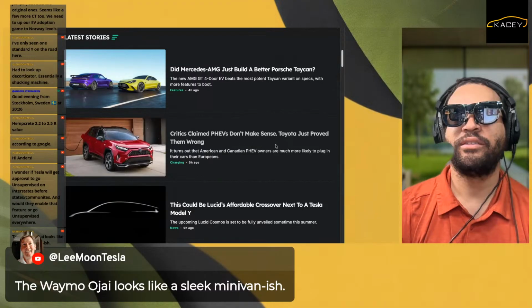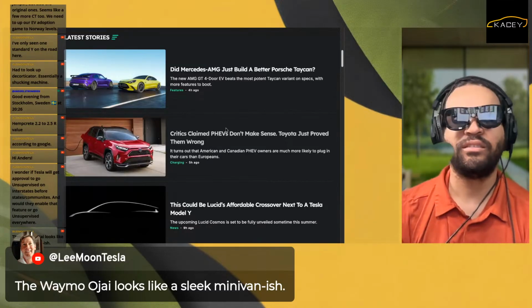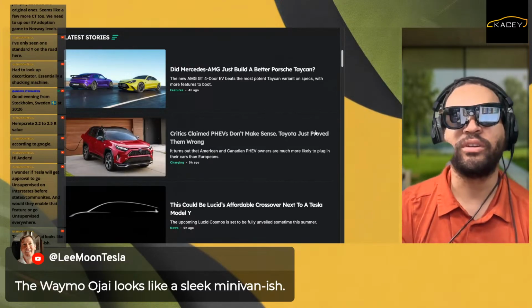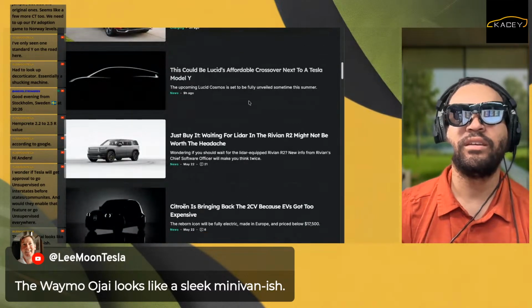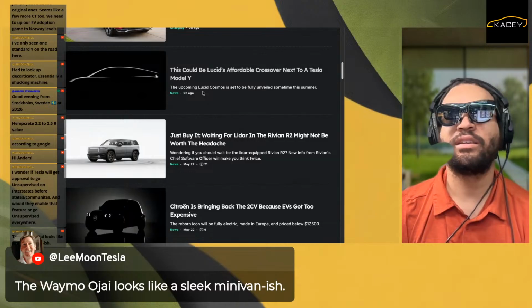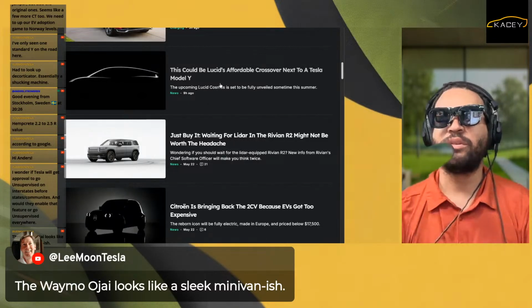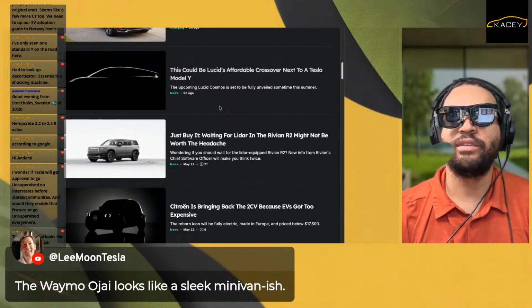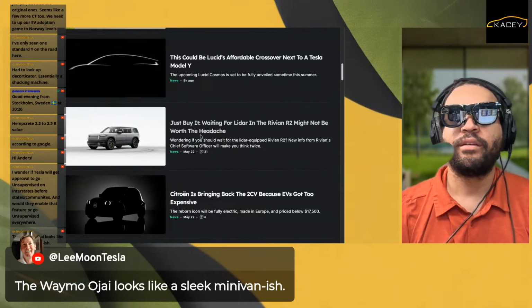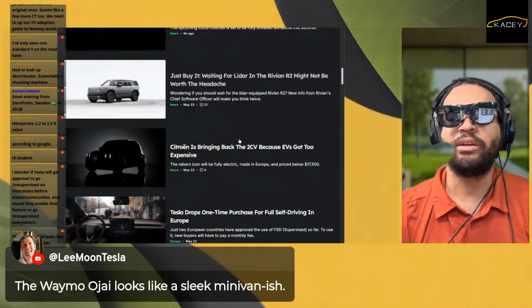Critics claim PHEVs don't make sense. Toyota just proved them wrong. The reason they don't make sense is because people don't plug them in, not that they don't work. And they catch fire more than the others for reasons. This could be Lucid's affordable crossover next to a Model Y. I need to figure out what Jason had on his Fisker. They bought it back. Just buy it. Waiting for LiDAR and the Rivian R2 might not be worth the headache. Correct.